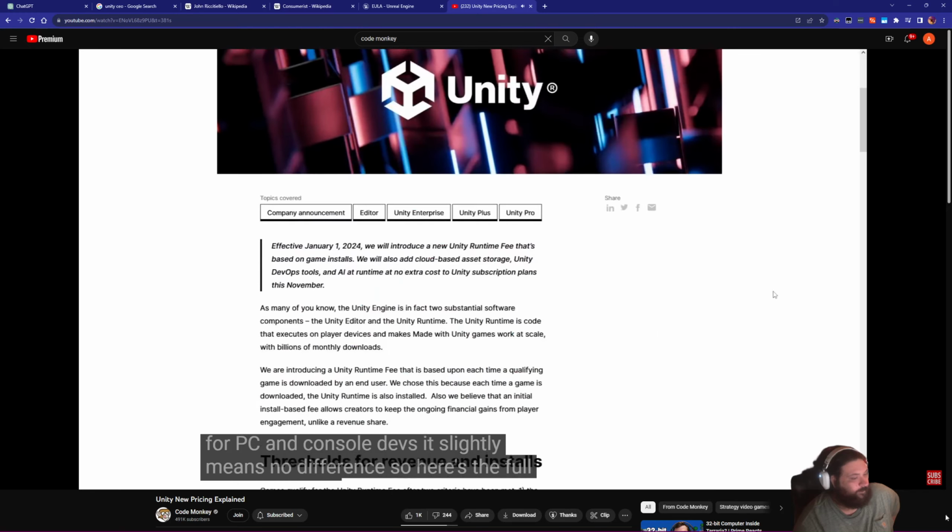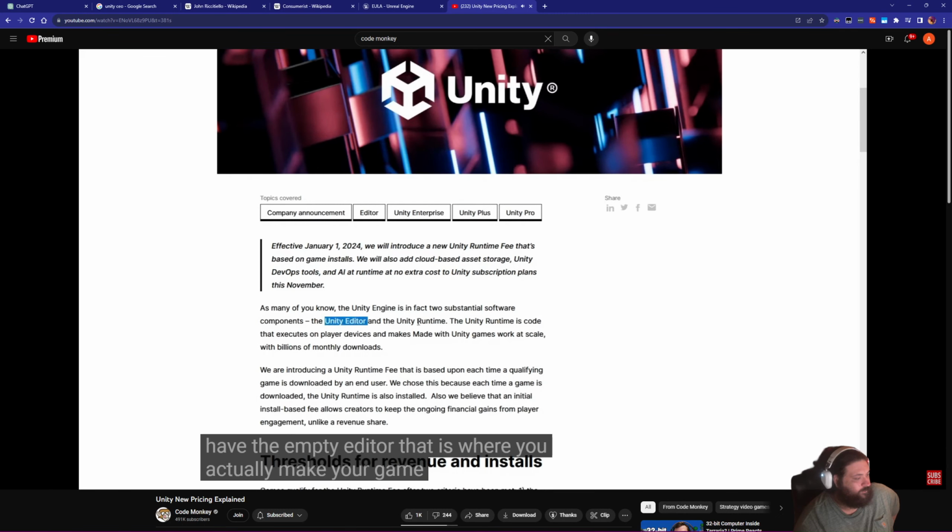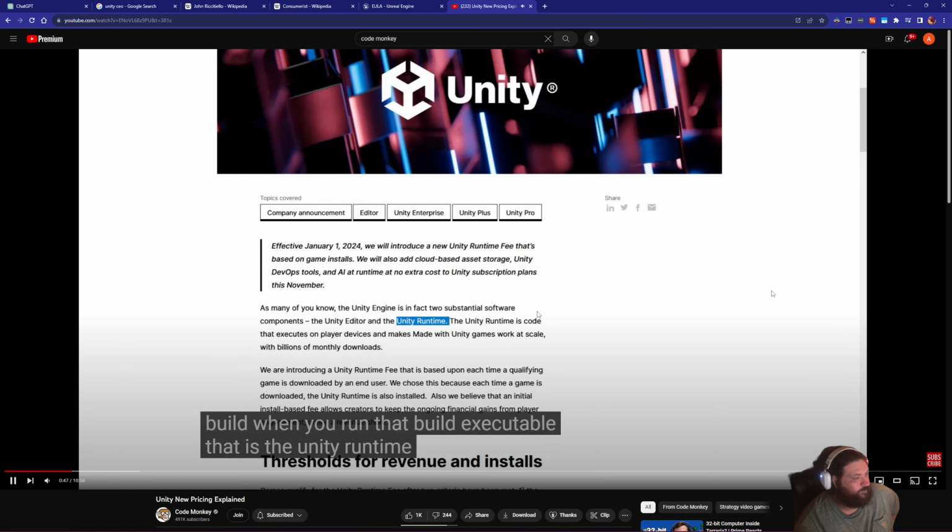So here's the full announcement blog post. Basically, starting from next year, Unity will introduce a new Unity runtime fee that is based on game installs. Here it mentions the Unity runtime several times. Basically, the Unity runtime is what actually runs the Unity game. So you have the Unity editor, that is where you actually make your game, then you make a build. When you run that build executable, that is the Unity runtime.